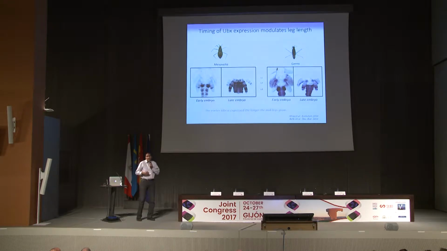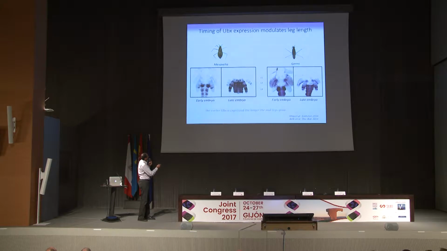When we look at the timing of expression of the gene, now we can see the difference between these two species. In this one here, UBX first appears in the third leg, and only later appears in the second leg. Whereas in this species here, it's exactly the opposite. First it appears in the second leg, and later appears in the third. So it seems that differences in the timing can explain some of these differences in morphology between these two species.